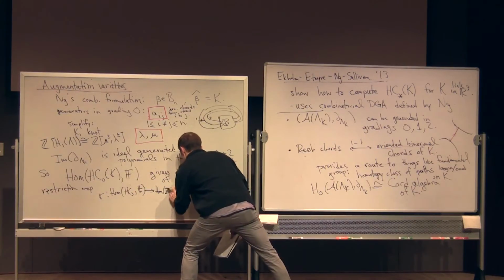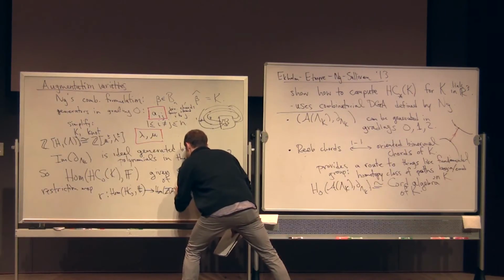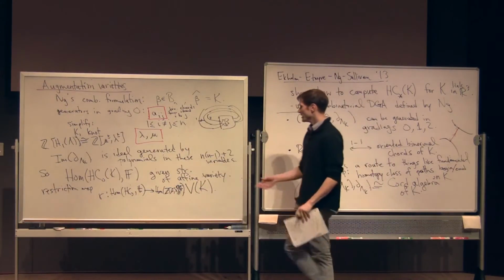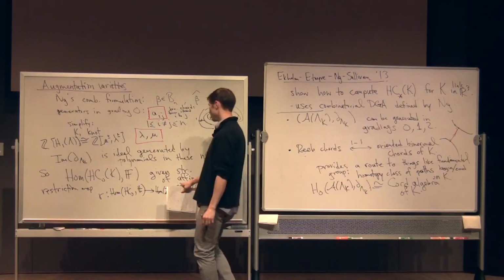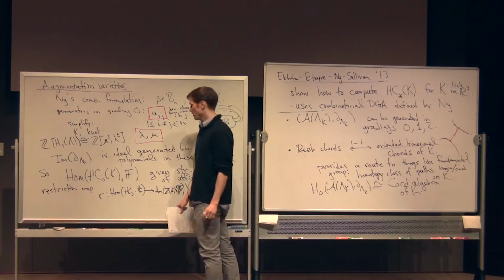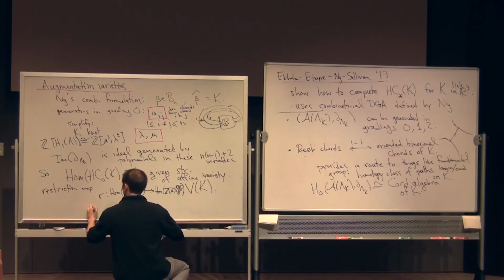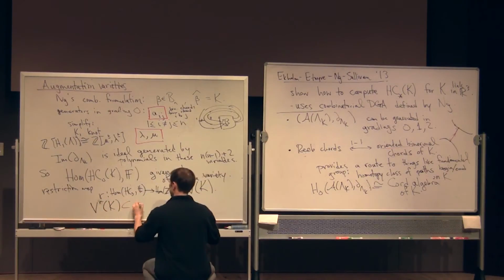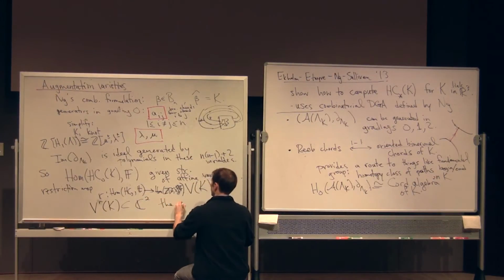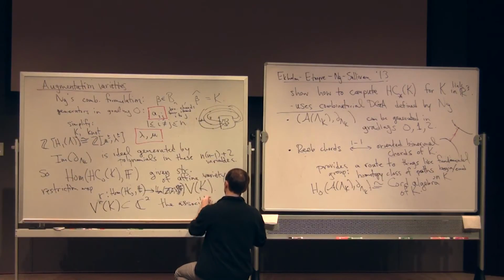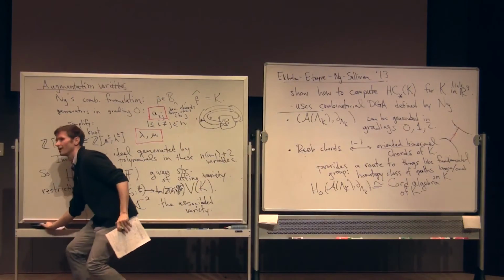Sorry for the lack of board space. But you have a restriction map, and so there's an associated variety to the image of that. So we'll call V R, which is an algebraic set inside of C2, the associated variety. Okay. Any questions about that?